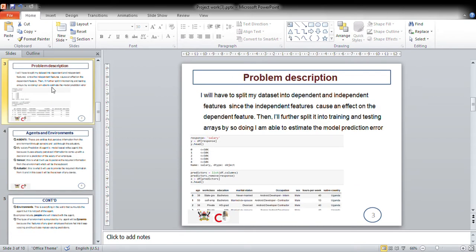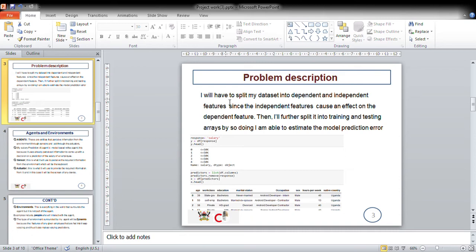Then the problem description, as I described earlier on, for my model, I had to download a certain dataset from the Kaggle account, and this dataset is the one that I'm going to use to solve my problem of salary prediction. I'll have to split my dataset into dependent and independent features, and assess the independent features' cause and effect on the dependent features.